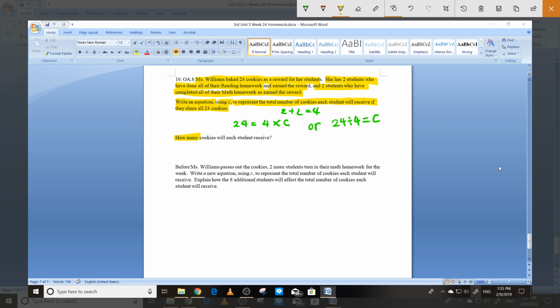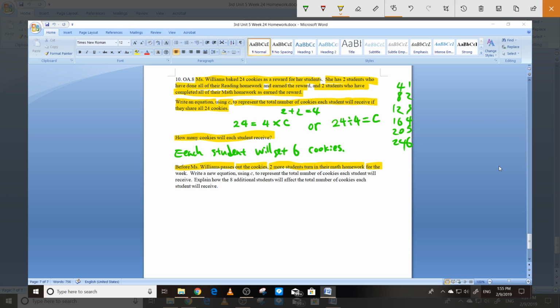Let's take a look at the second part. The second part says, how many cookies will each student receive? All you have to do is just solve it. What is actually C? Count by 4. 4, 8, 12, 16, 20, 24. How many times did you count? That's 6 times. So you will write each student will get 6 cookies.